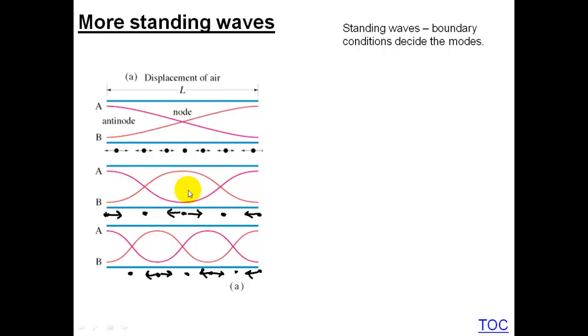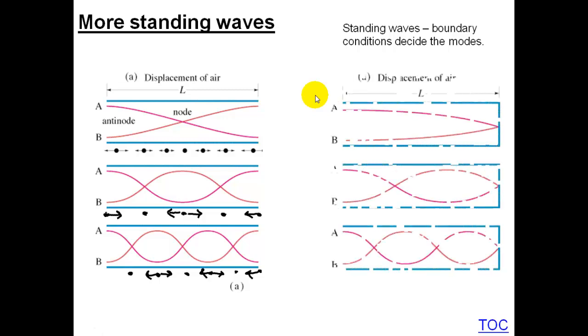Notice that here we have an antinode. We have a node here and node here. The boundary condition is that at an open end, this will be an antinode. The third harmonic, here again, the boundary condition is that there will be an antinode here. So basically the boundary conditions decide which modes you have.